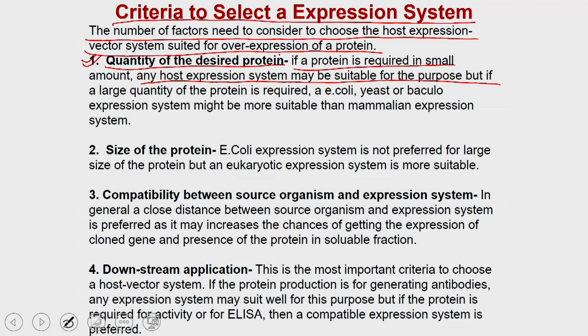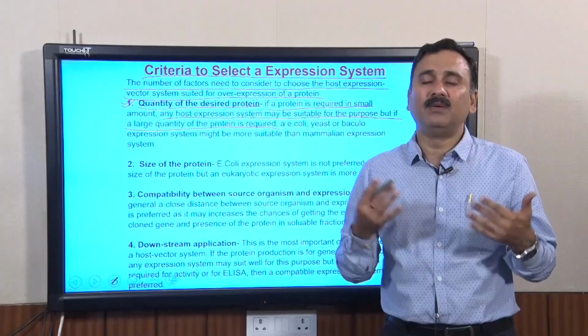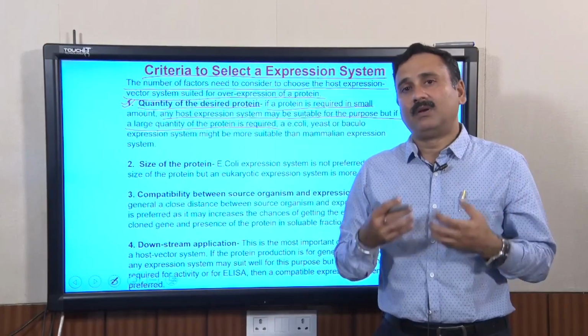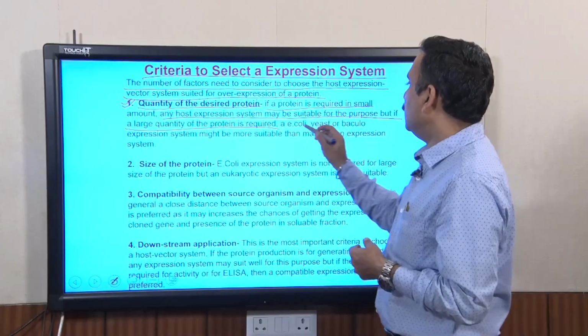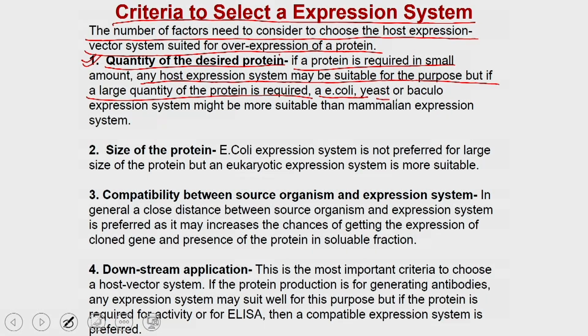But if the protein is required in a large quantity, such as we have just discussed, suppose you need a protein to develop a health drink, or you want the protein at the gram level, then in those cases you have to use E. coli, yeast or the baculovirus expression system, which will be more suitable compared to the mammalian expression system, simply because E. coli, yeast or baculo expression systems are easy to manipulate.